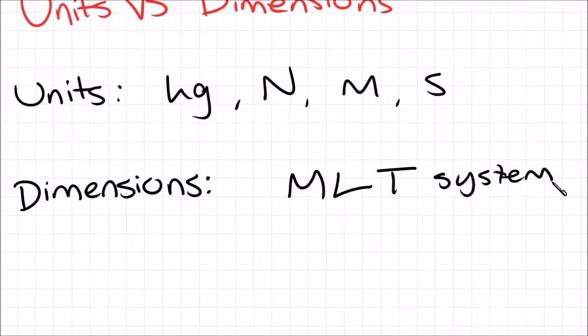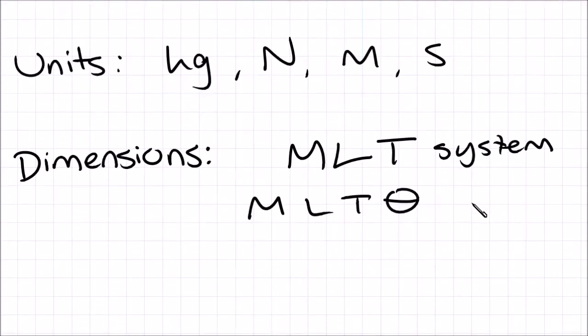The MLT system has four dimensions, M, L, T, and theta, where theta is temperature. You won't use temperature too much in fluid mechanics, but it's still part of the system. You may see in some of your textbooks the FLT system in topics on dimensional analysis. That's just the system they use in places like America. So it's the same thing, they just use force instead of mass.